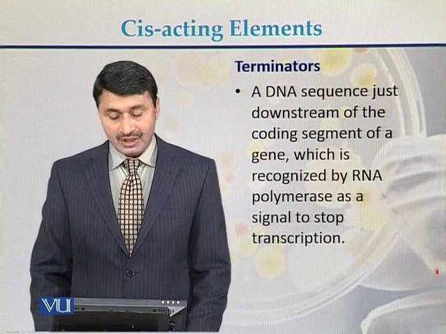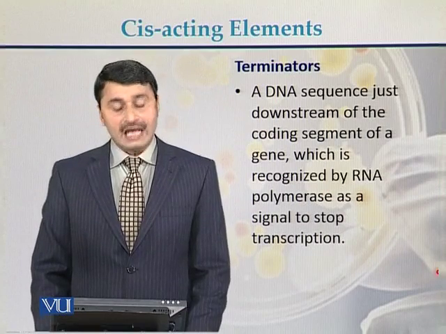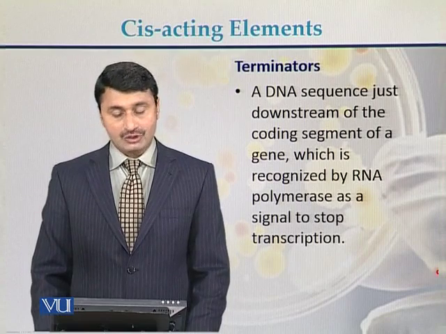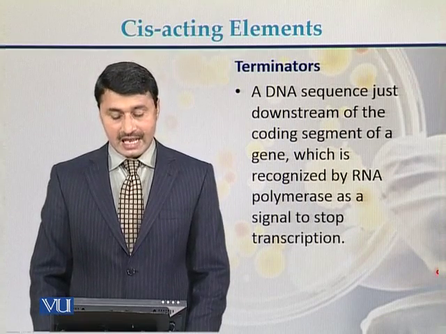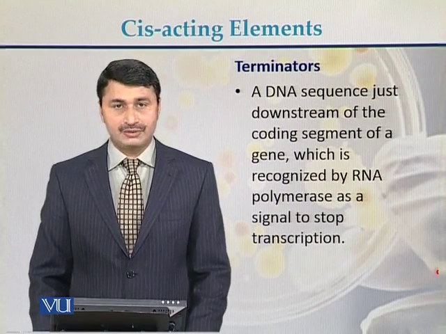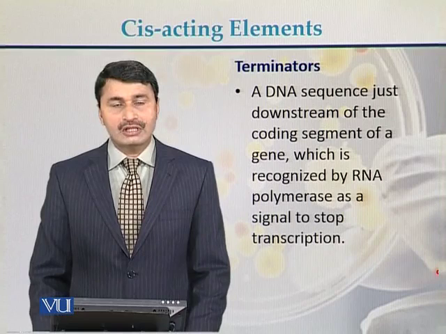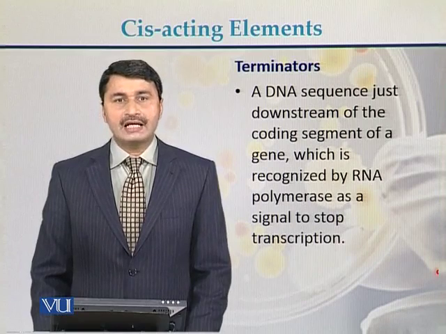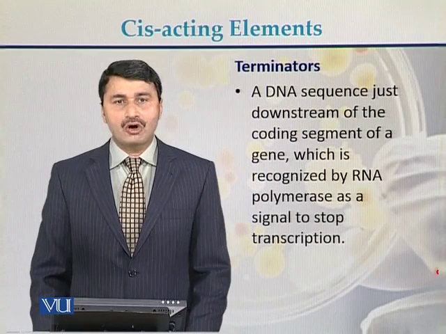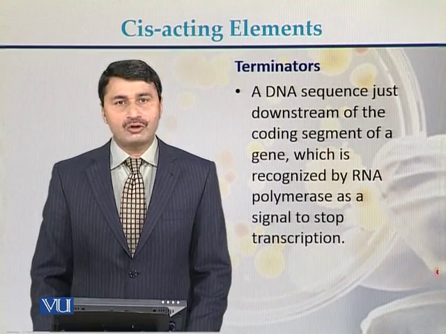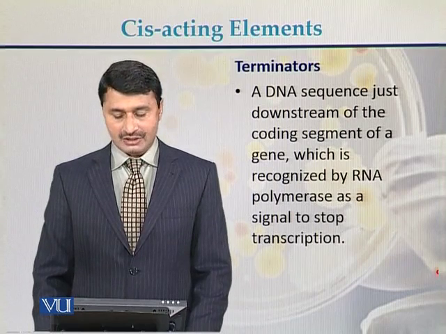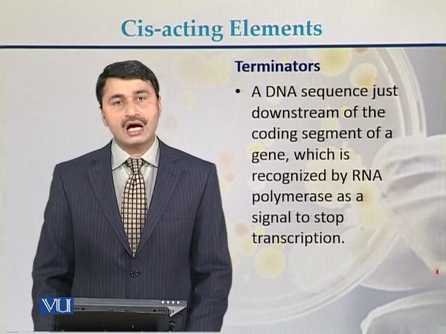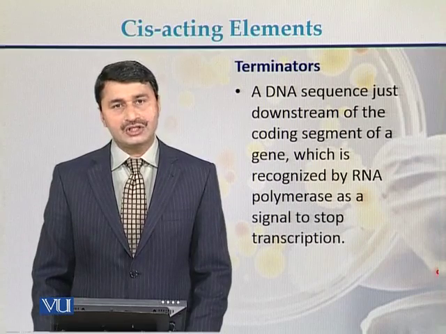What are terminators? They are DNA sequences just downstream of the coding segment of a gene, which are recognized by RNA polymerase as a signal to stop the transcription. So these are sequences found towards the downstream of the gene, recognized as a signal by RNA polymerase, and RNA polymerase stops the transcription of the gene. Those sequences are called terminators or terminator sequences.